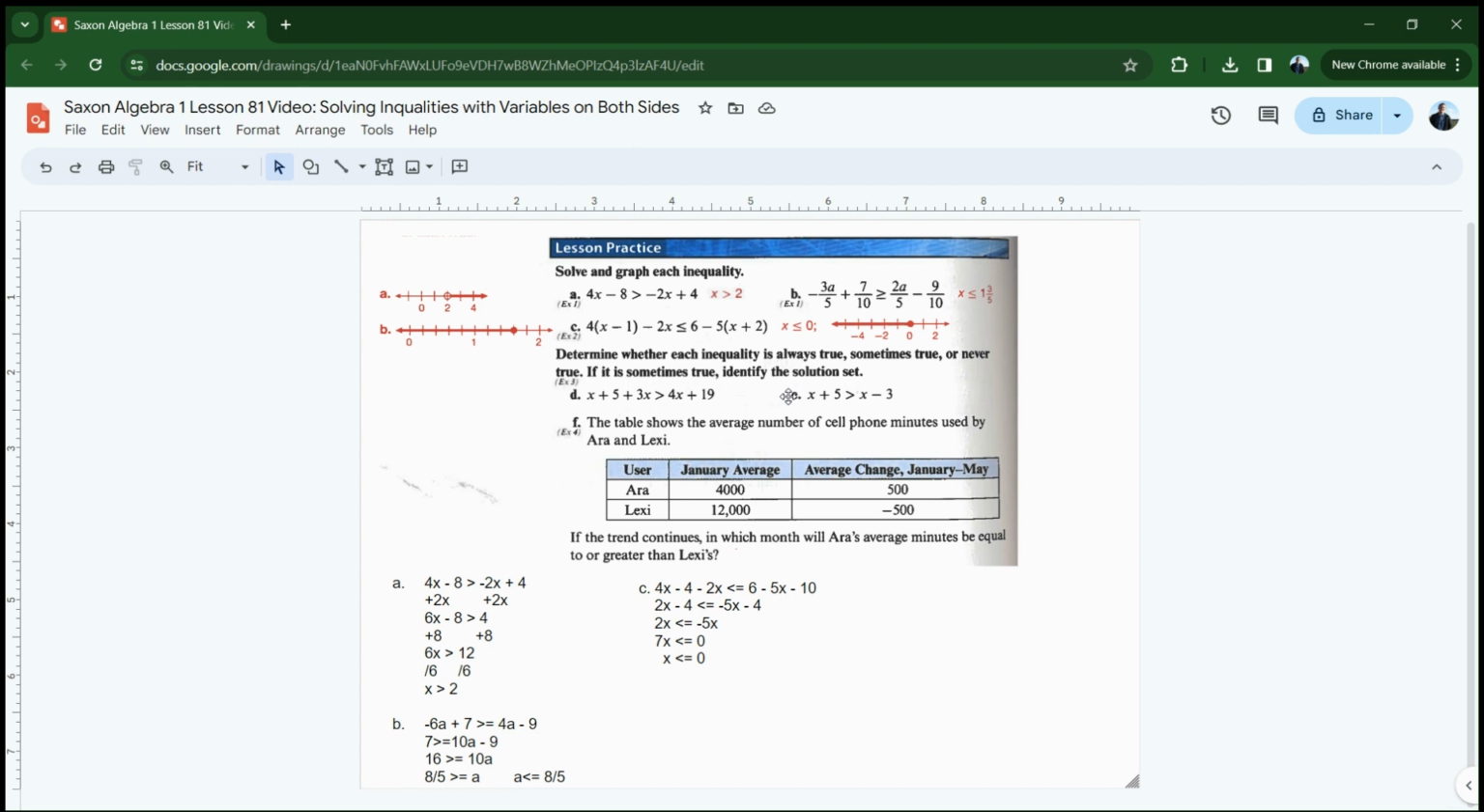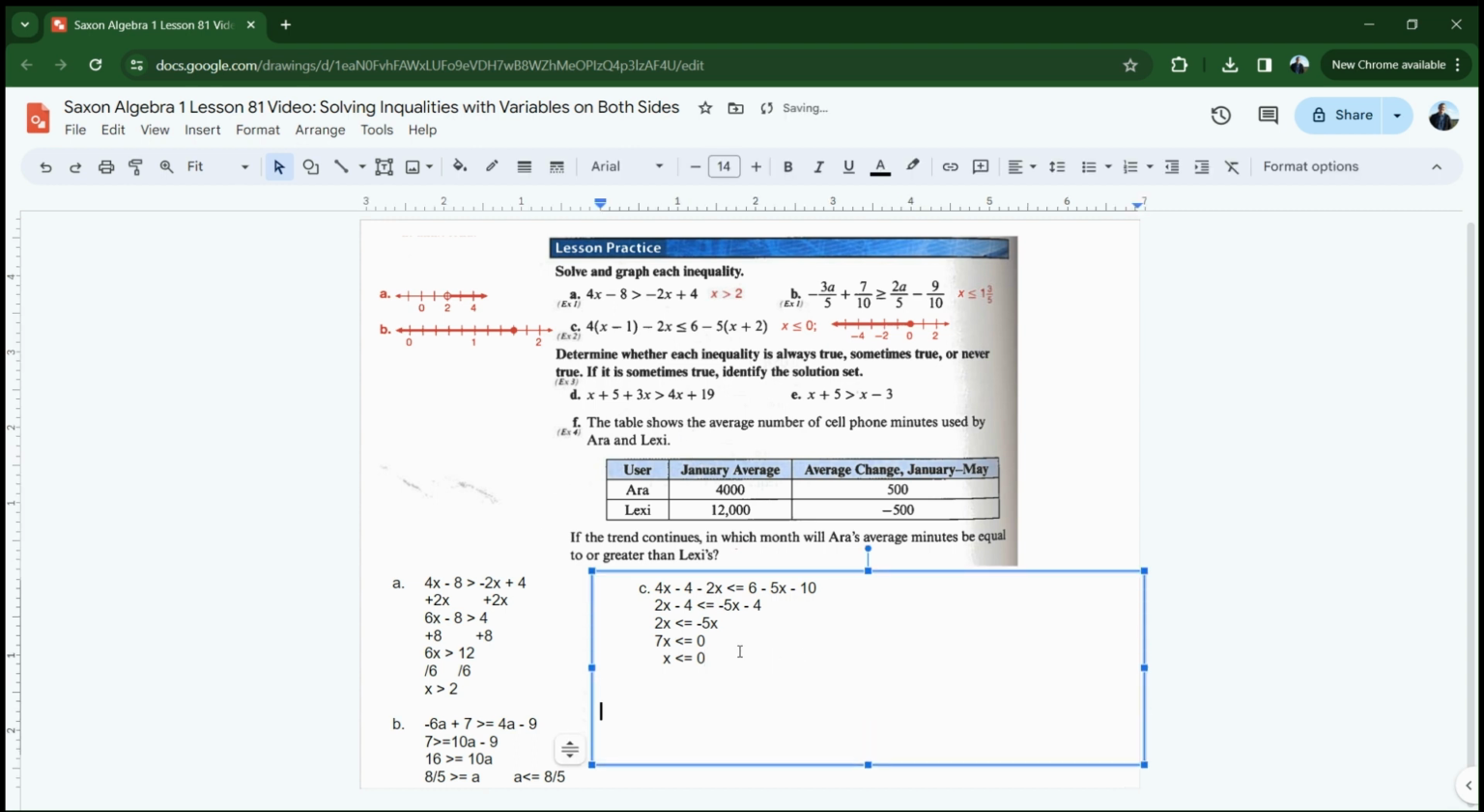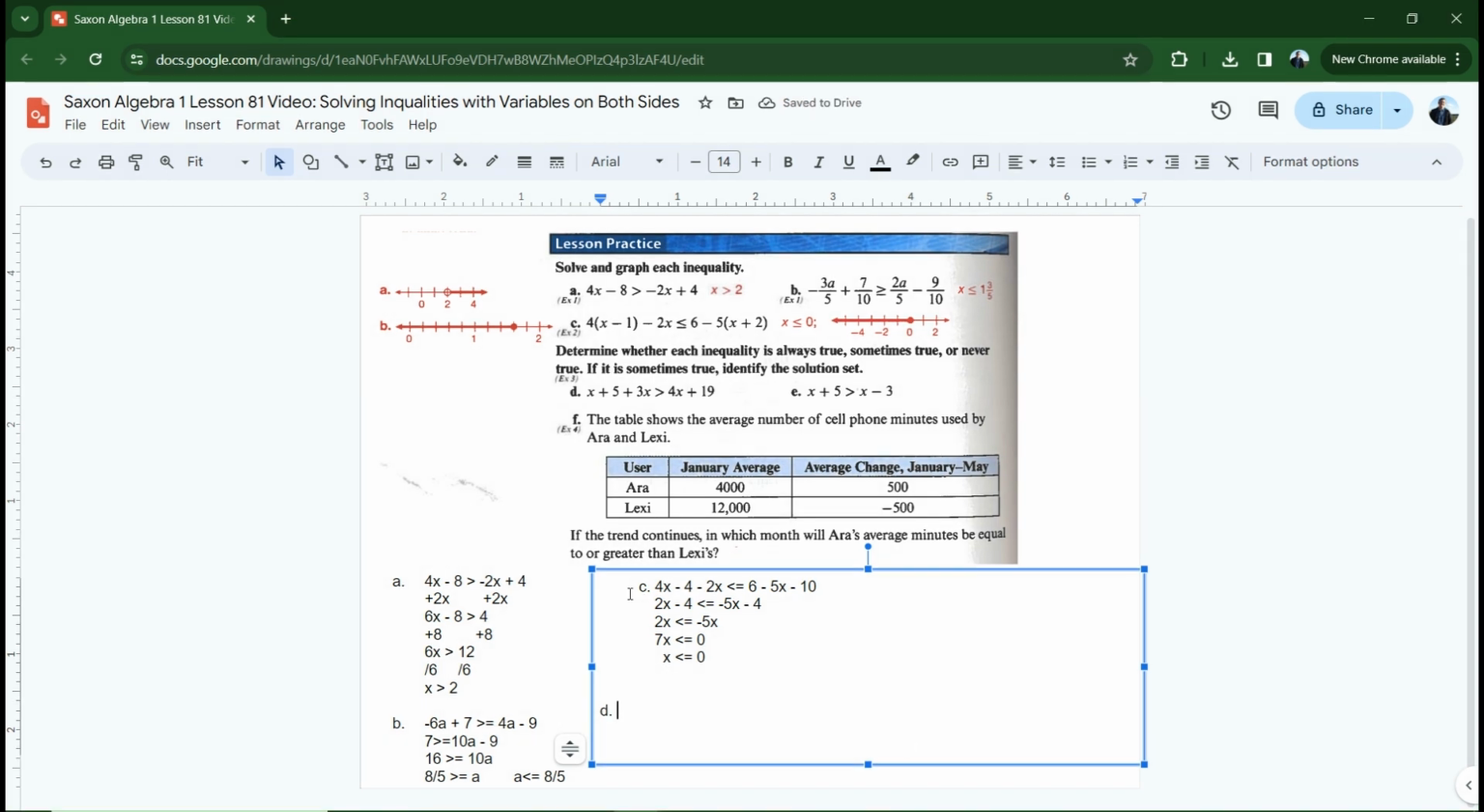And then sometimes for inequalities, like the typical ones, like these, they are sometimes true. It's only if you have an x value that fits in the range that's shaded on the number line, right? So let's go ahead and do letter D and see what we get. For letter D, we have x plus 5 plus 3x is greater than 4x plus 19. All right, now let's think about this for a second.